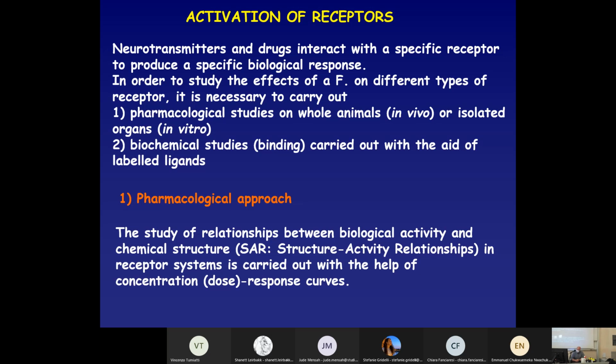This is the point. We have seen the bonds, we have seen the different approaches, everything. But we need a number. A number which reports the potency of a drug, the ability to interact with the binding site and to activate the receptors. This is the question. How can we measure this potency? There are two methods, a pharmacological method and a biochemical method.